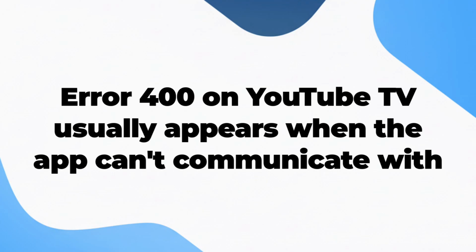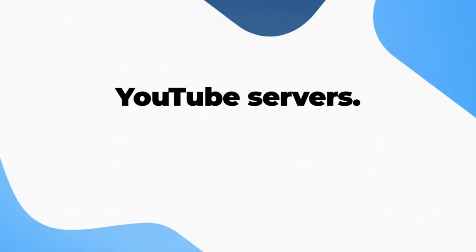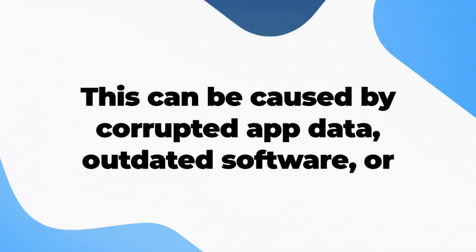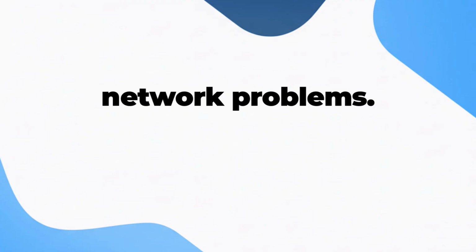Error 400 on YouTube TV usually appears when the app can't communicate with YouTube's servers. This can be caused by corrupted app data, outdated software, or network problems. Here's how to fix it step by step.